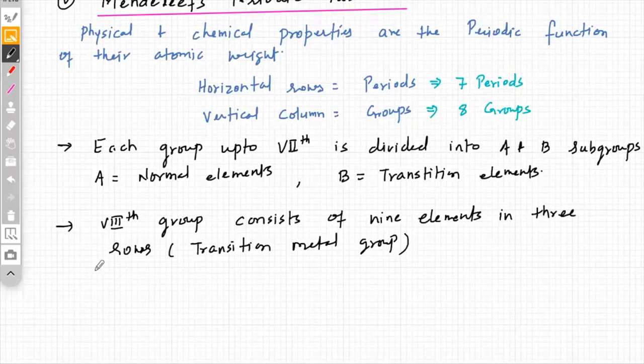So defects, what? There is no certainty in the position of hydrogen. Few drawbacks of Mendeleev, you write down. Position of hydrogen is uncertain. Position of hydrogen he did not fix. It was uncertain. Right? Then no separate position was given to isotopes. Last one, the order of increasing atomic weights is not strictly followed in the arrangement of elements in the periodic table.